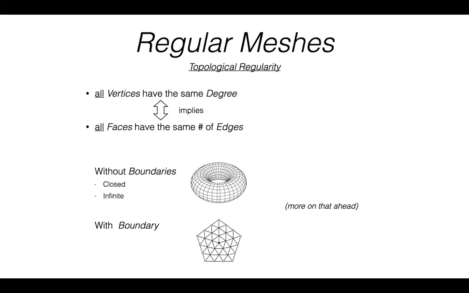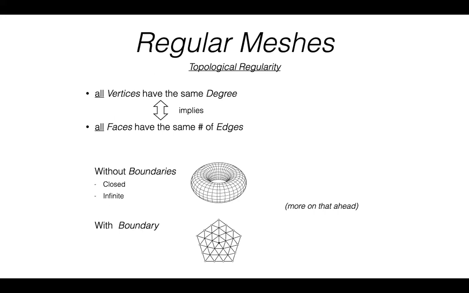And then using this concept of the degree of a vertex, the local connectivity, we can talk about topological regularity and define regular meshes. In a regular mesh, all vertices have the same degree. And this implies that all faces of this mesh have the same number of edges.